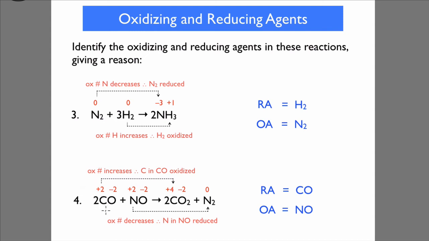Here we've got carbon in carbon monoxide going from +2 to +4, so carbon is being oxidized, so the carbon monoxide must be the reducing agent. Conversely, the nitrogen is going from +2 down to 0, therefore nitrogen is being reduced, and so the nitrogen monoxide must be the oxidizing agent.